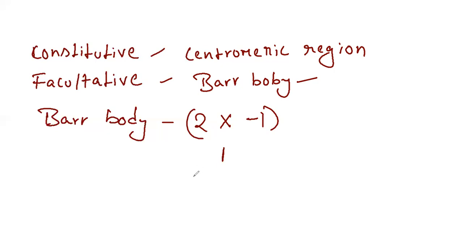For males, you have only 1 X. X minus 1. That means 1X minus 1X, so that is equal to 0. So in males the bar body count is 0 and in females it is 1. Okay. And next, we'll see the major differences.